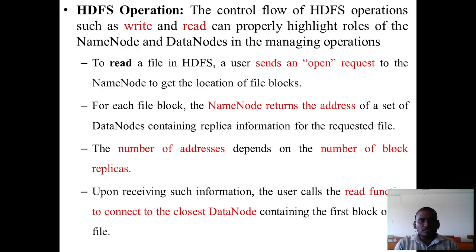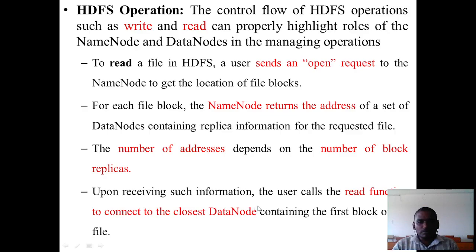For each block, the name node returns the address of a set of data nodes containing replica information for the requested files. That means the name node knows where the file is located in the data nodes. It only knows the locations and the file number, and based on that we can retrieve the file and read the data. The number of addresses depends on the number of block replicas. Three blocks means three addresses, four blocks means four addresses, like that.